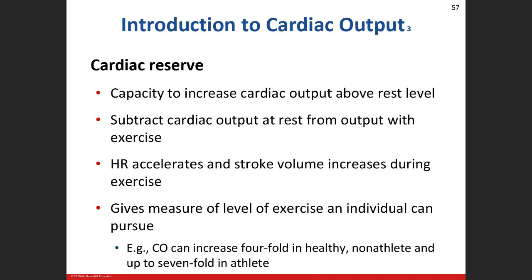So obviously, folks that are in better shape are going to be able to handle and have a larger cardiac reserve if need be.